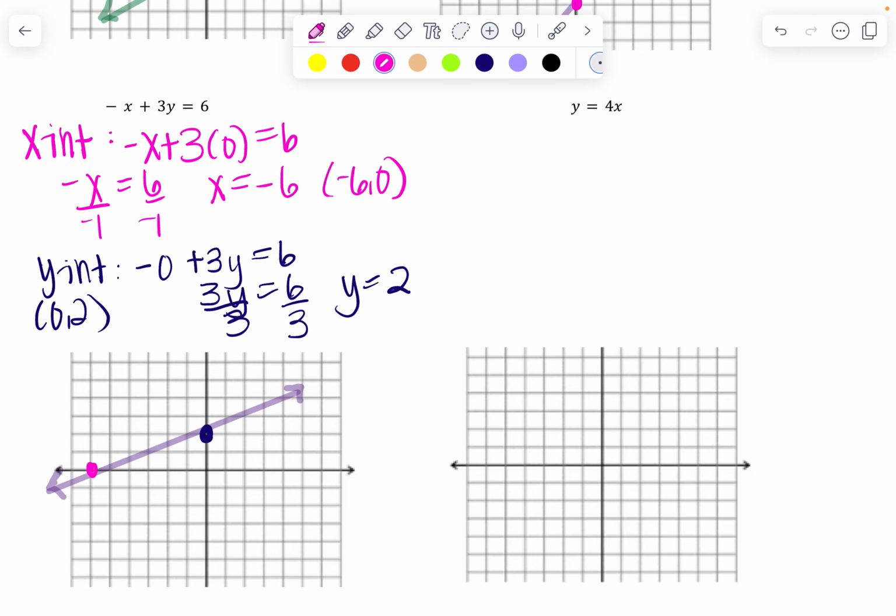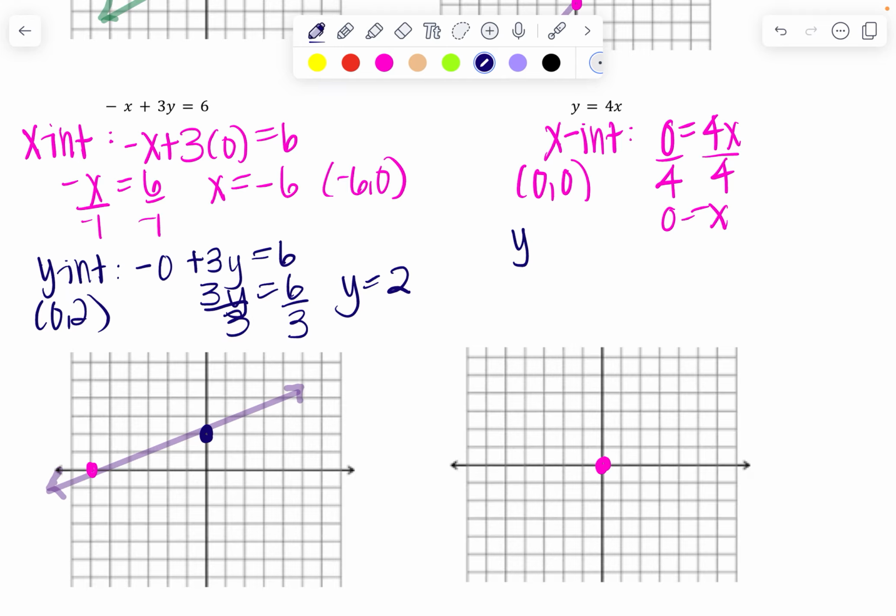One more here. Our x-intercept, we'll put 0 in for y. So 0 equals 4x. Dividing by 4, we'll get x is 0. So I have an x-intercept at (0, 0). Let's find our y-intercept. Y equals 4 times 0, which means y equals 0. So we have our y-intercept also at (0, 0).